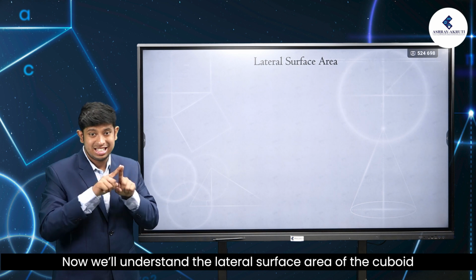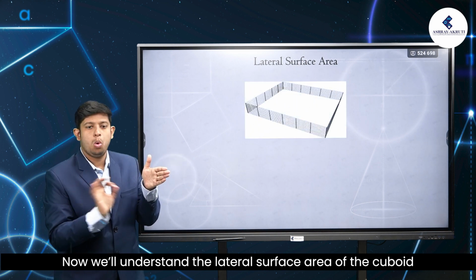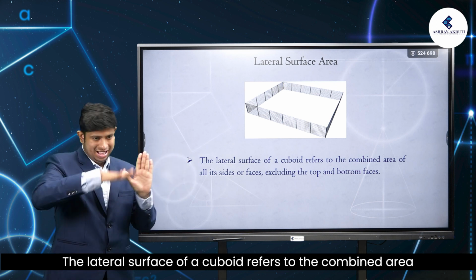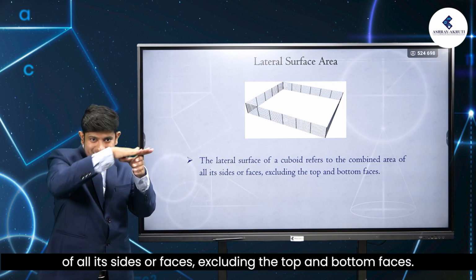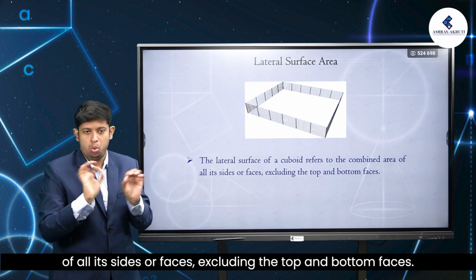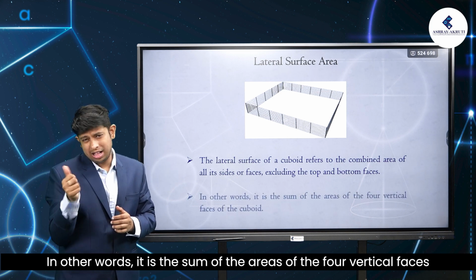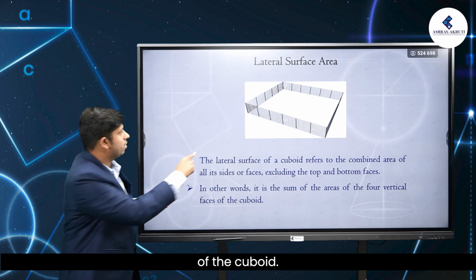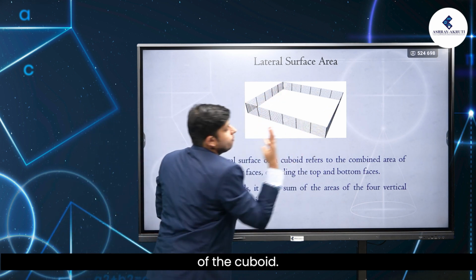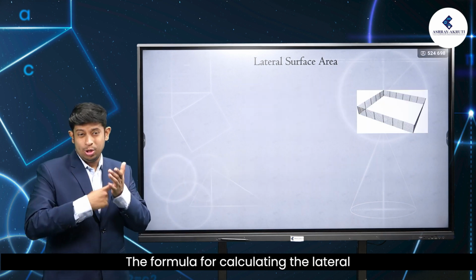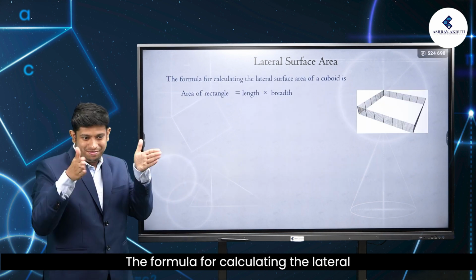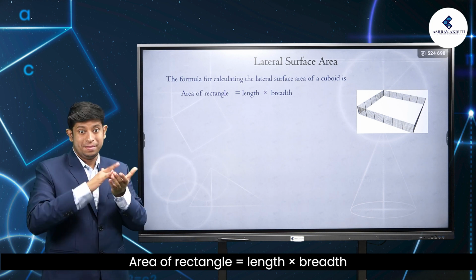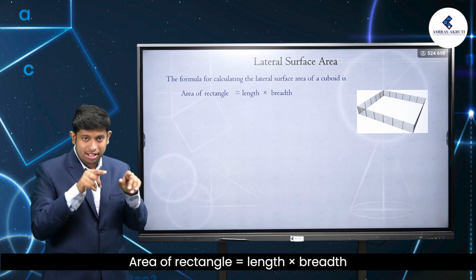Now we will understand the lateral surface area of the cuboid. The lateral surface area of a cuboid refers to the combined area of all its sides or faces excluding the top and bottom faces. In other words, it is the sum of the areas of the 4 vertical faces of the cuboid. The formula for calculating the lateral surface area of a cuboid: area of rectangle is equal to length into breadth.